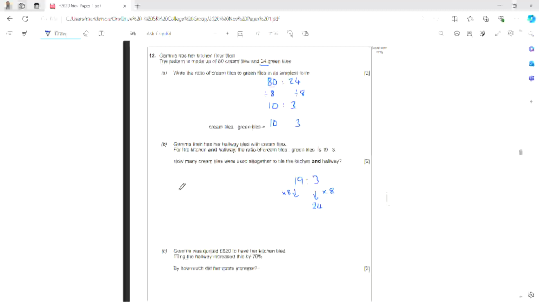So over here, I'm going to split 19 into 10 and 9 and do the grid method. 10 times 8 is 80. And 9 times 8 is 72, so 80 add 72 is 152. So my answer is 152 cream tiles and 24 green tiles.